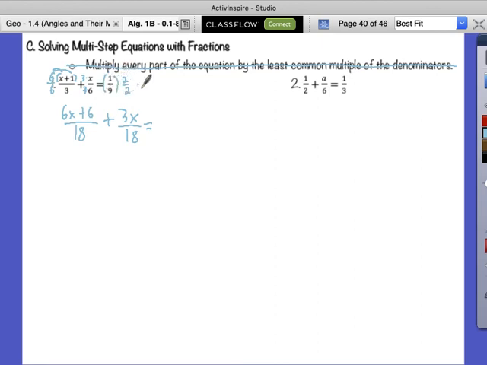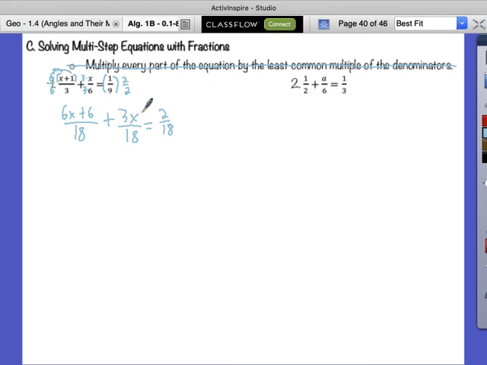Okay. 2 times 1 is 2. 9 times 2 is 18. So now do we have common denominators? Yeah. So now can we add and subtract things? Yeah. Okay. 6x plus 6 plus 3x. 6x plus 6 plus 3x would be what?